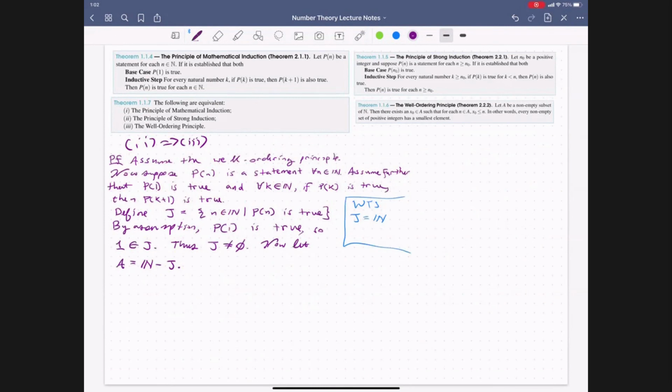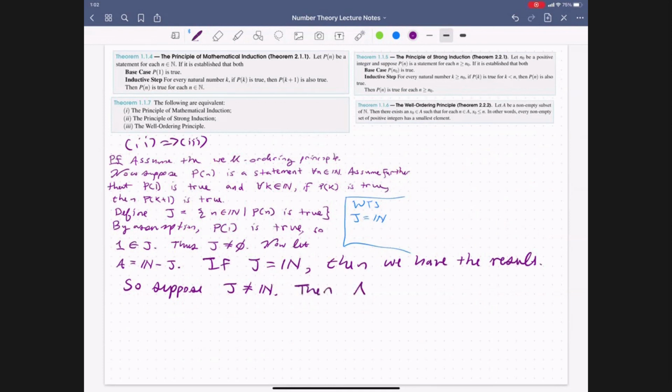So now, a couple of observations. As we saw, we want to show that J is equal to the natural numbers. So if J is equal to the naturals, then there is nothing to show. So then we have the result. So suppose that J does not equal the natural numbers. Then the set A is non-empty, because remember, we know that 1 is in J. So we're subtracting J from the naturals, so this is going to be n minus 1 at the very least. So we know that that set is non-empty because of that.